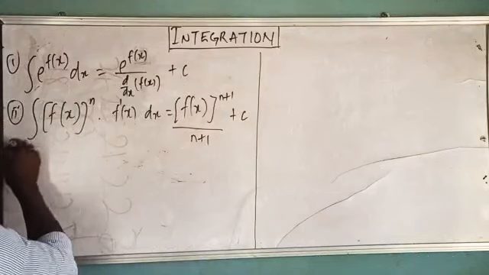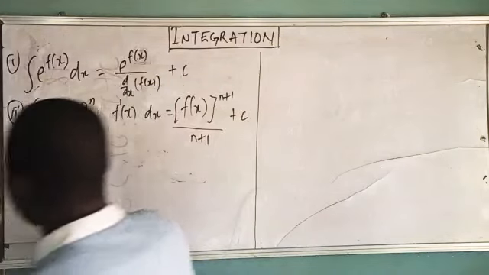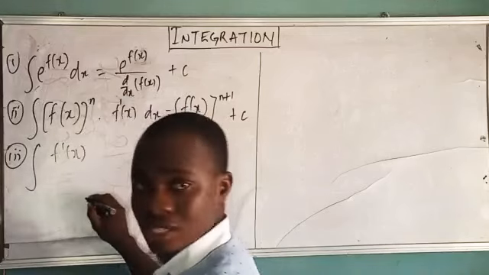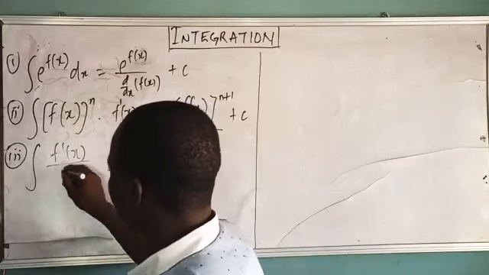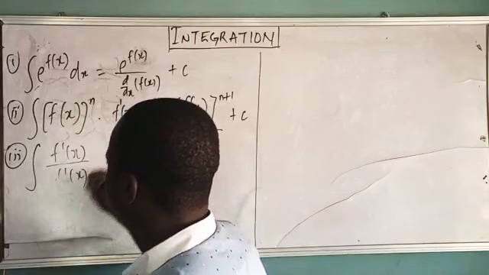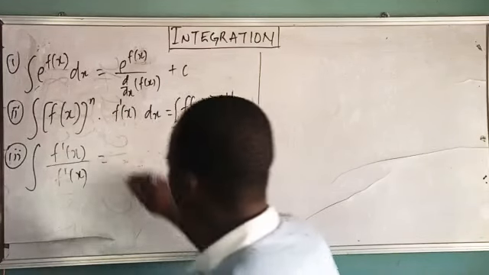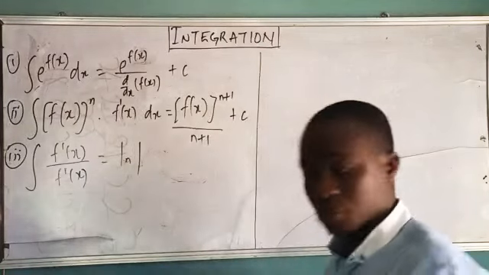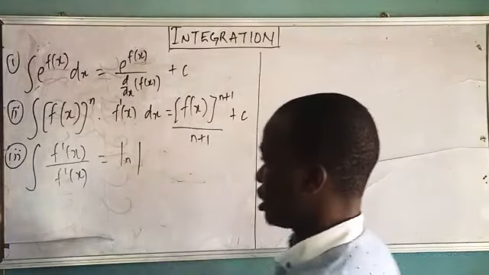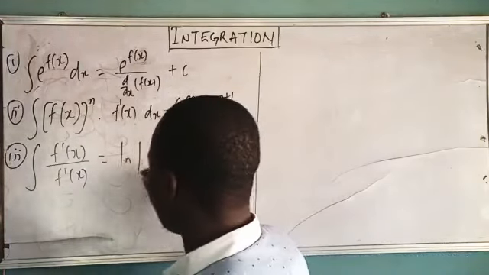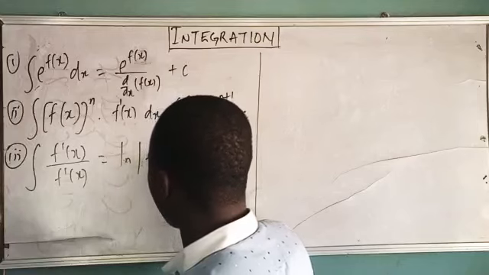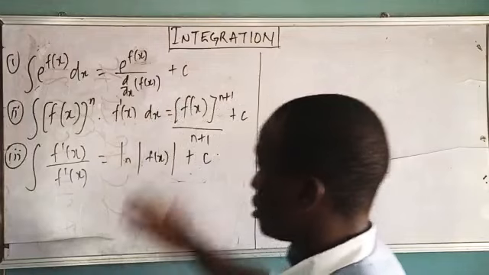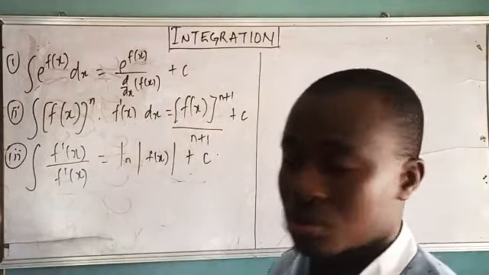So we have the third one. The third one is the integral of f prime of x divided by f of x. This one will give us ln or log. In some textbooks they use log or they use ln. So ln of f of x, plus c. So these are the 3 facts that I'll be introducing to us.